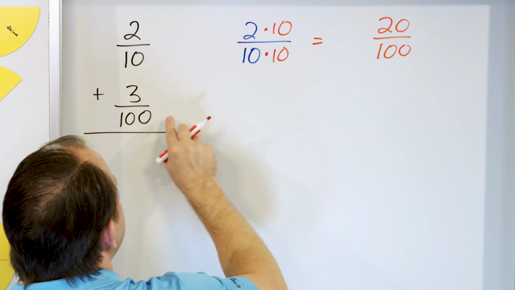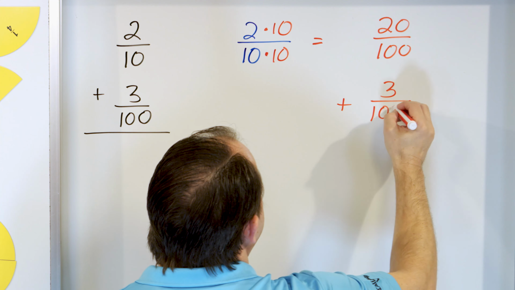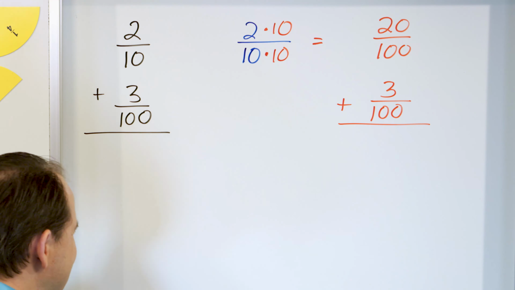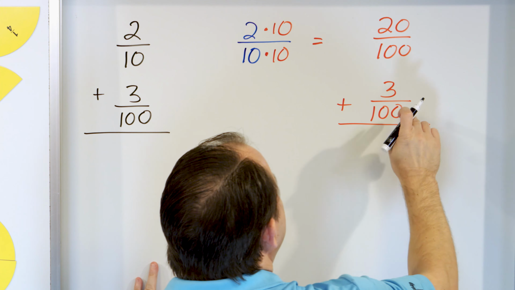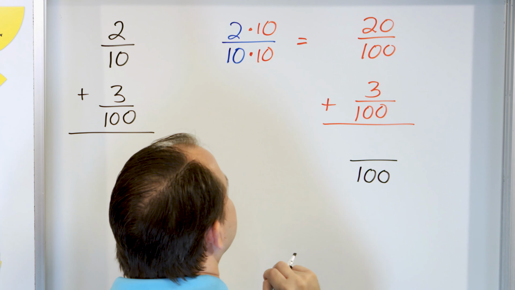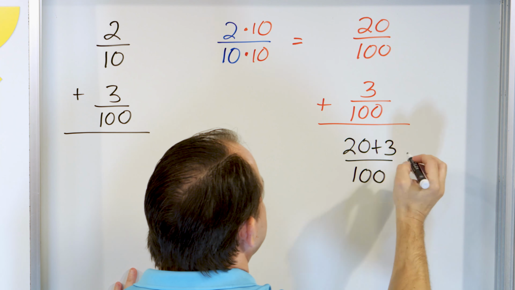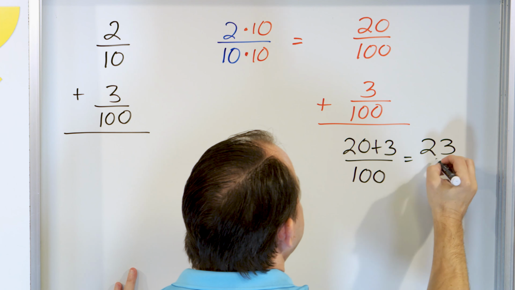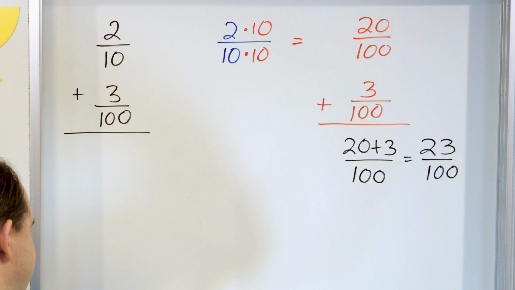So now we have a common denominator which matches, and then we can just add 3/100 to it. We have to make the denominators the same. We have 100 as the common denominator, so we put it on the bottom. What do we do for the numerator? 20 plus 3. What do we get? 23 out of 100. 23/100ths is another way to say that.